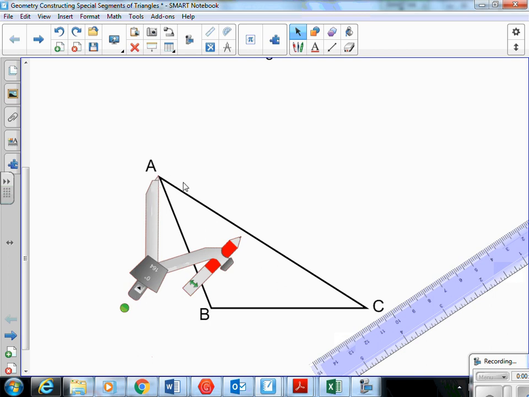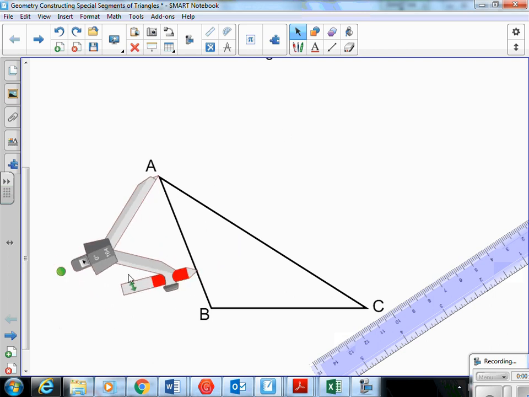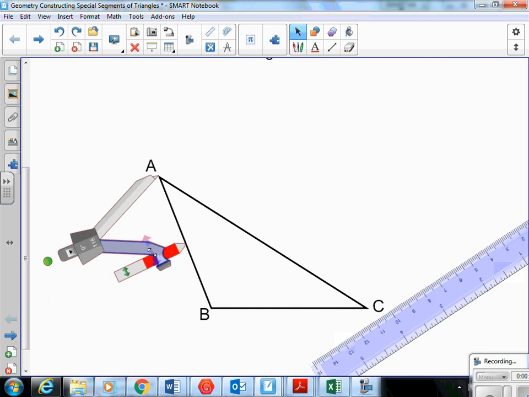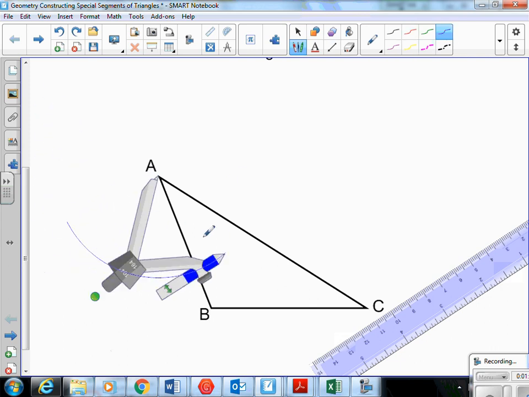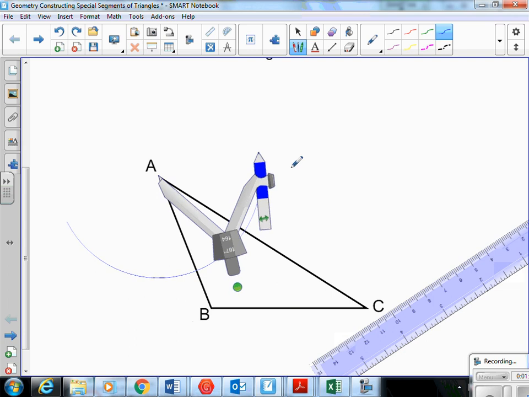First off, we put the point of our compass at one of the endpoints. I'm going to work on AB here, to start off. Make sure our compass is open more than half the distance, right? So, bigger than half. It doesn't really matter how much bigger than half, as long as we're bigger than half. And then we're going to make an arc that goes on both sides of that line, like so.